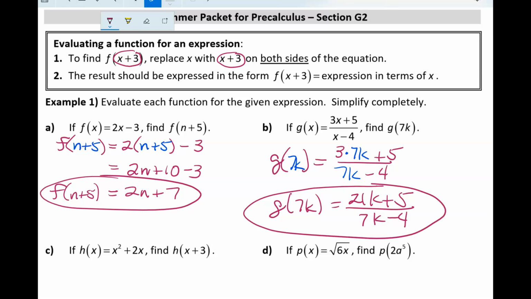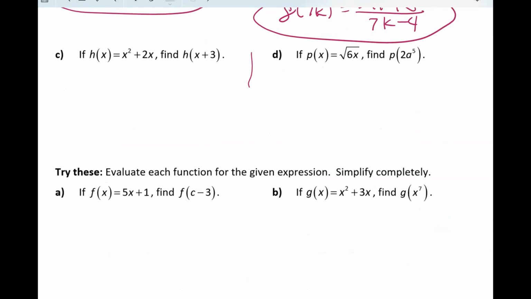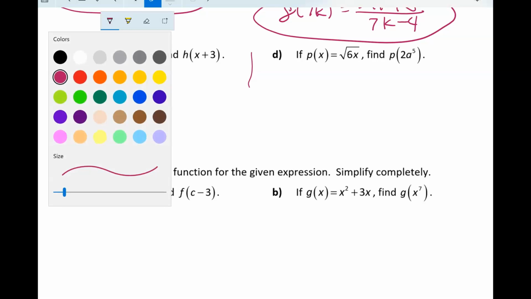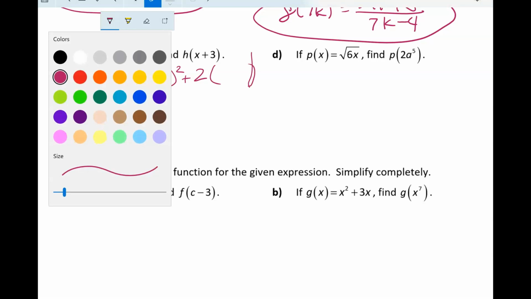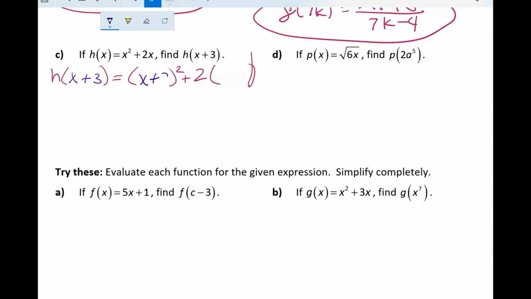There's no simplification that can be done with factoring the numerator and the denominator. All right, let's keep going. So next, we have h of x is equal to x squared plus 2x, and we are looking for h of x plus 3. So that means that we're going to replace the x with x plus 3. So let's go ahead and fill in those parentheses with x plus 3's.